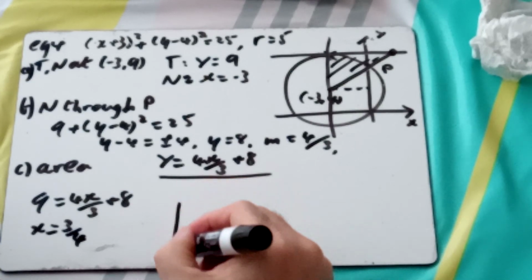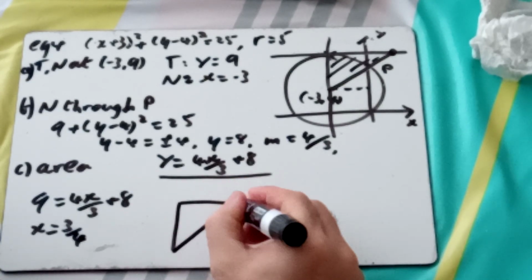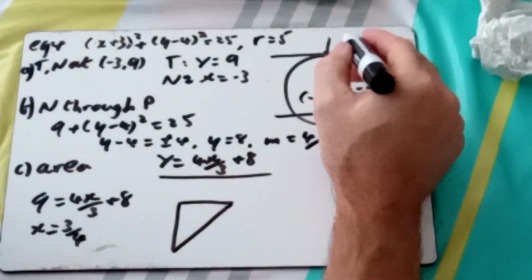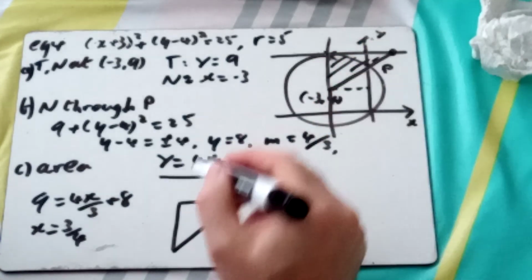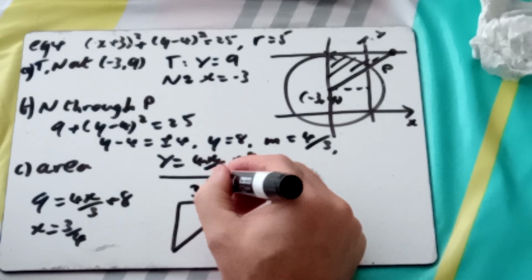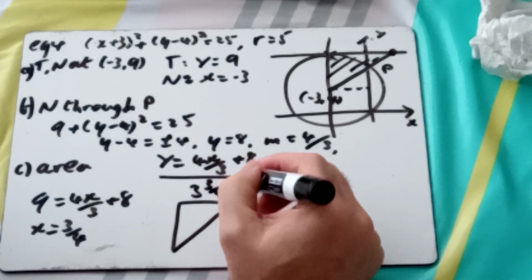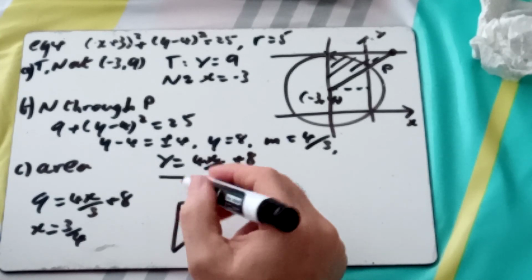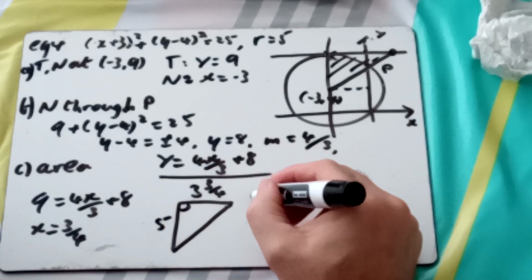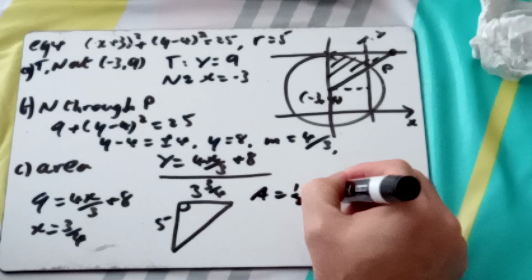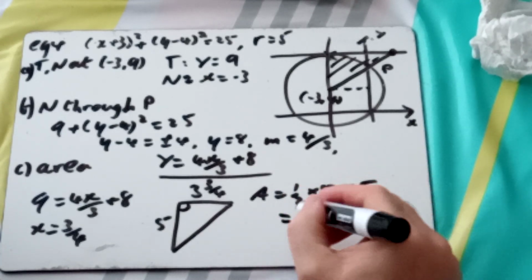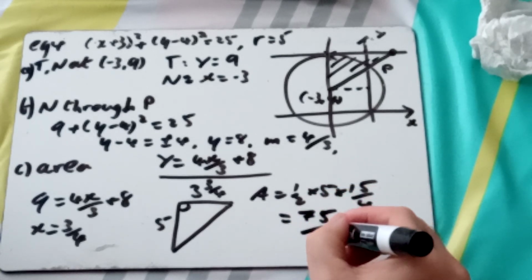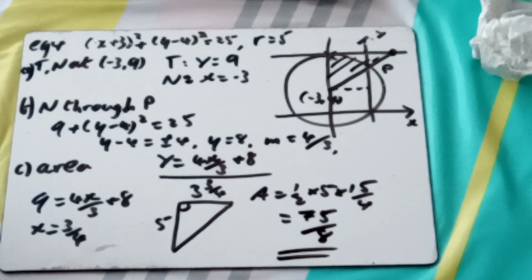So I've now got a triangle like this, where I now know the total base there, because from minus 3 to the y-axis was 3, and this little bit there is 3 quarters, so that's 3 and 3 quarters, or 15 over 4, and the height of it is my radius, 5. So the area is a half times 5 times 15 over 4, which is 75 over 8 square units. And there we go, that's all there is to that.